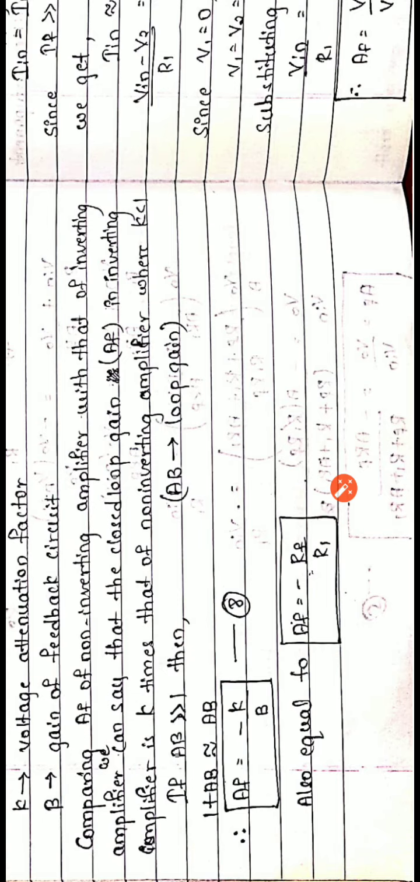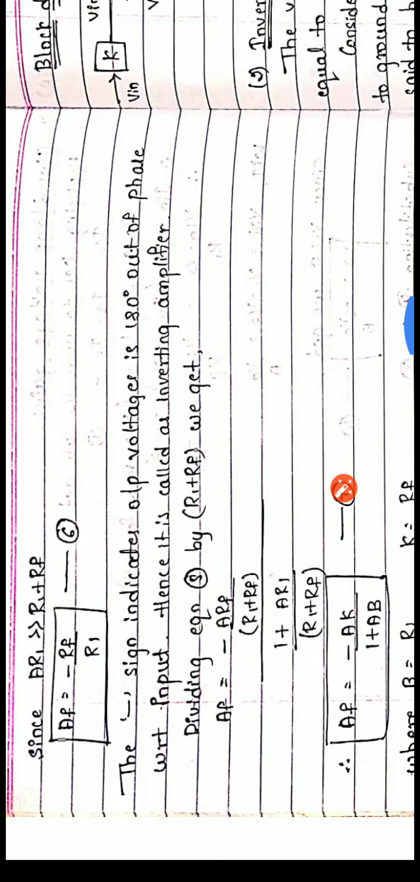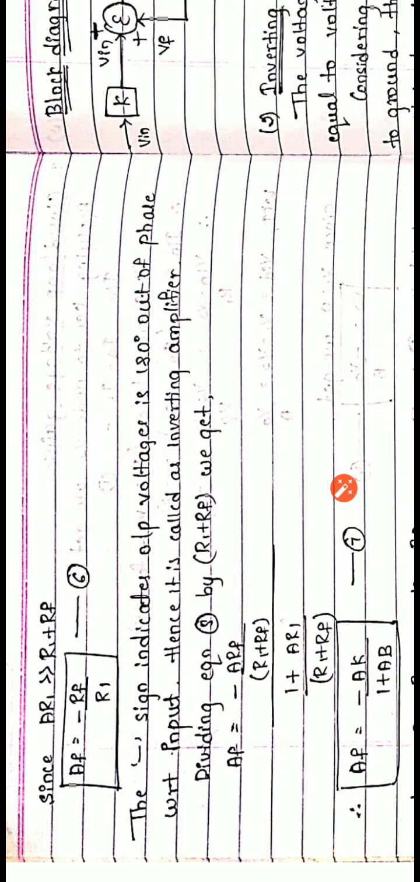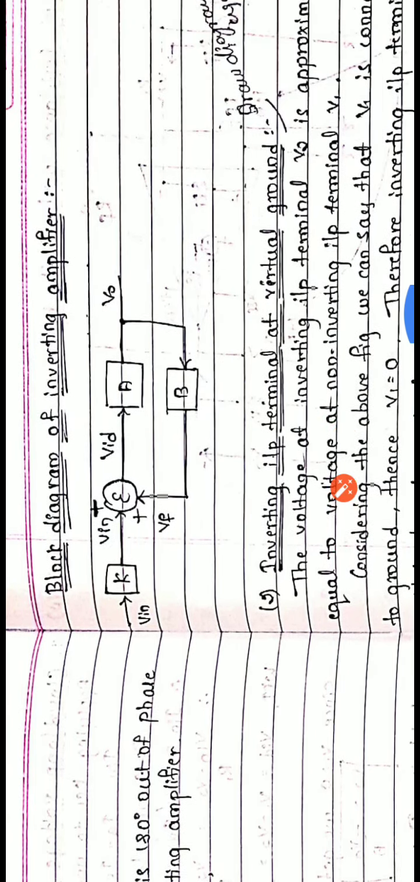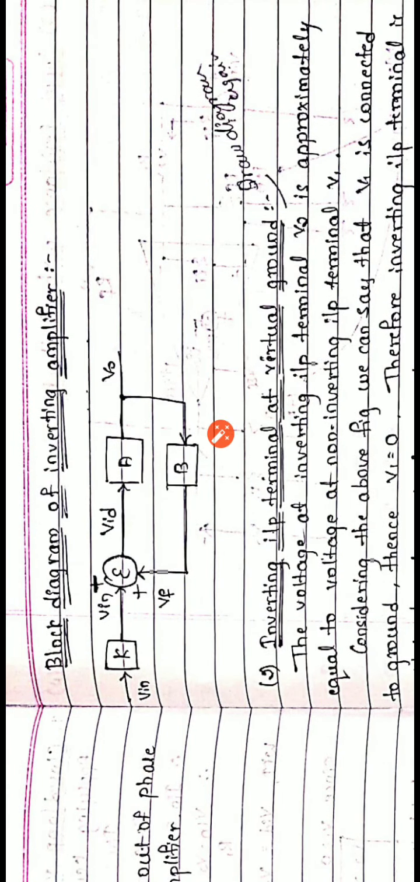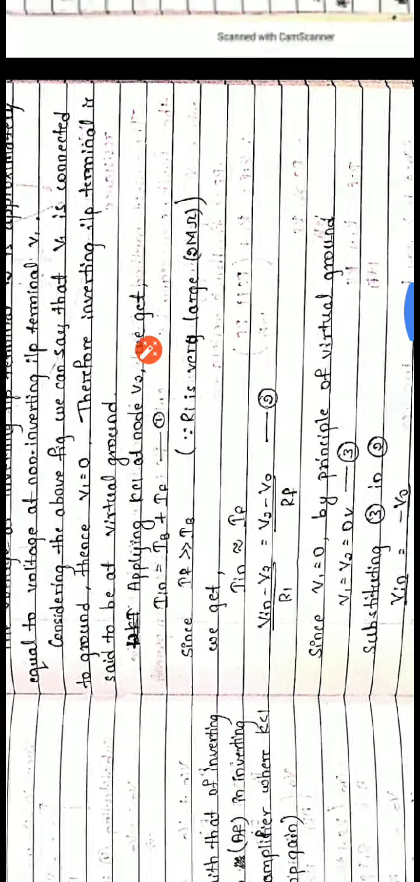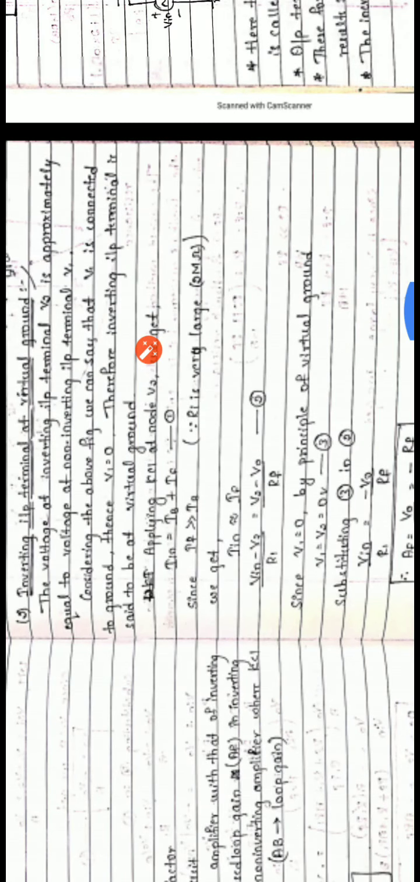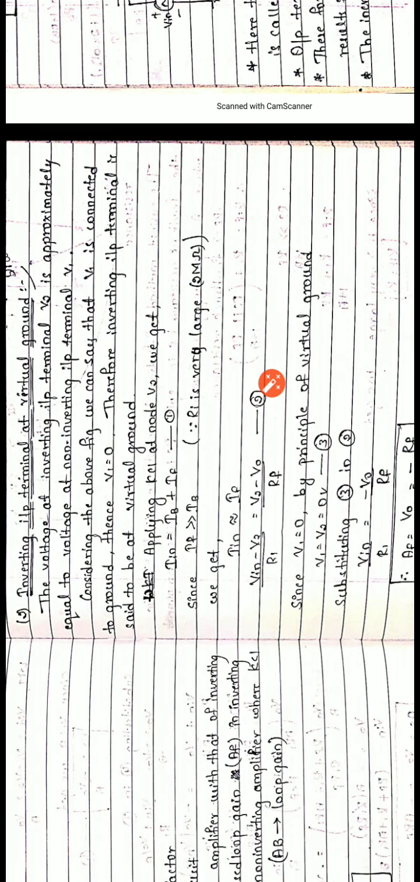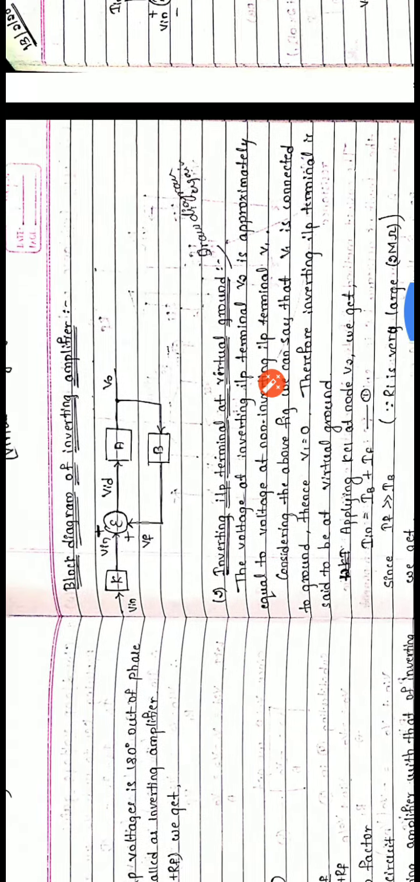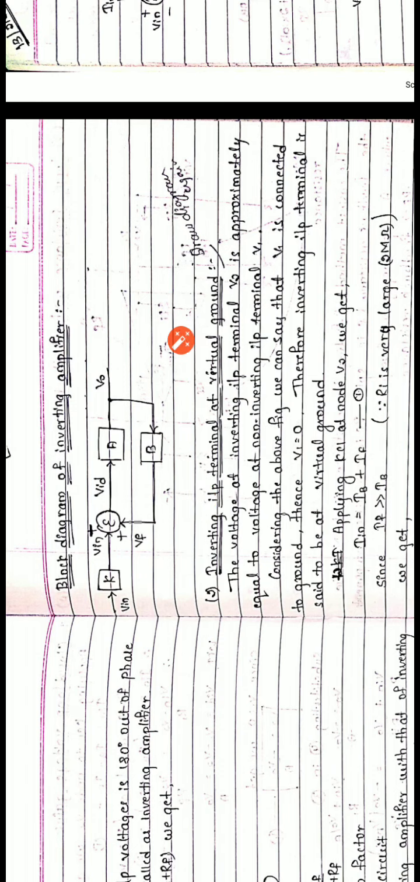So this is about the closed loop voltage gain of an inverting amplifier, which is also shown in a block diagram. This is not required for the explanation. It is just written as additional information. No need to consider this one. Up to this much we have to write the derivation for closed loop voltage gain.